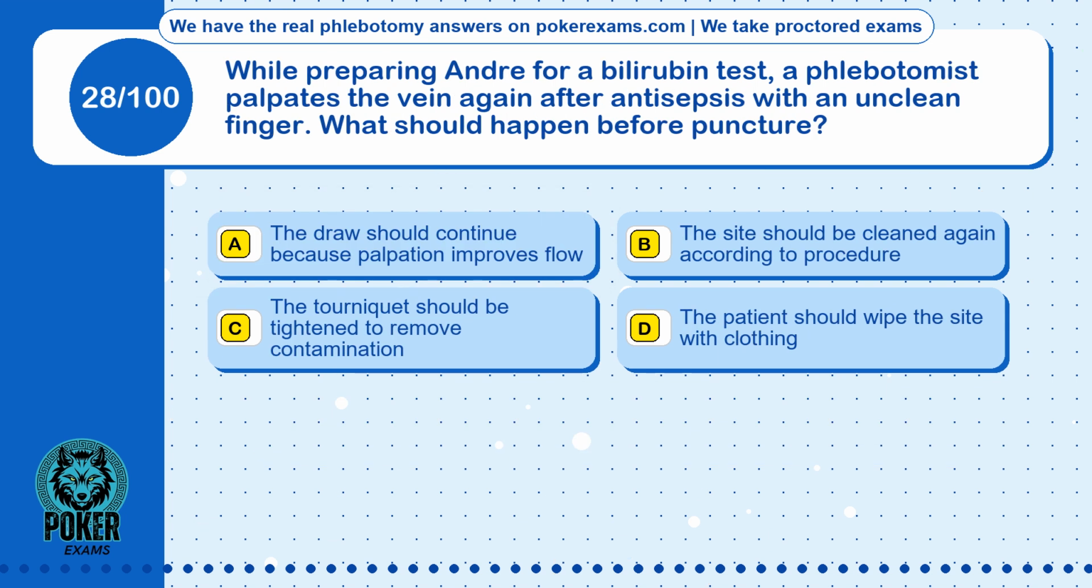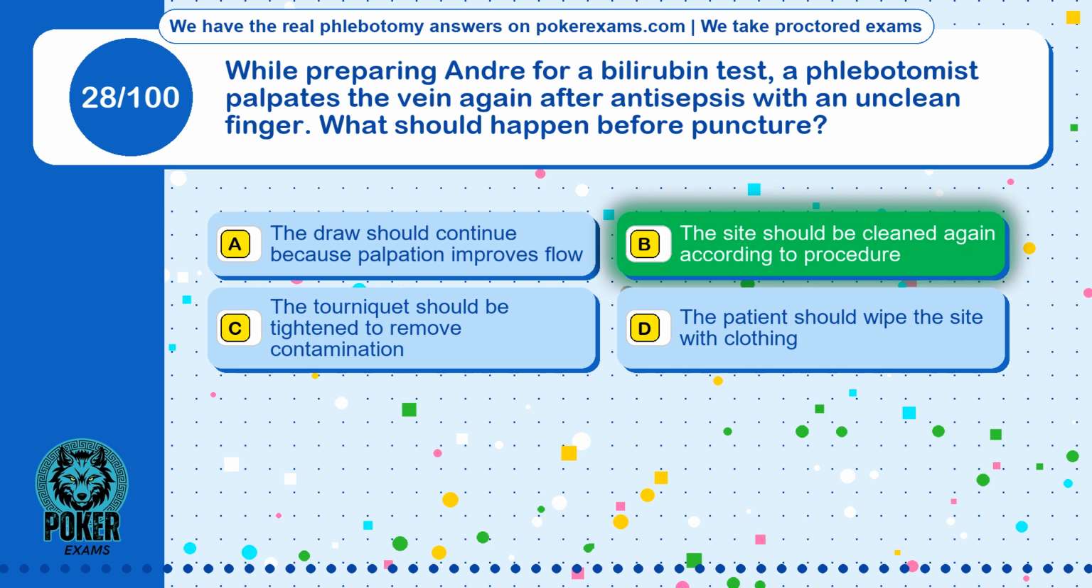Question 28. While preparing Andre for a bilirubin test, a phlebotomist palpates the vein again after antisepsis with an unclean finger. What should happen before puncture? Option A, the draw should continue because palpation improves flow. Option B, the site should be cleaned again according to procedure. Option C, the tourniquet should be tightened to remove contamination. Option D, the patient should wipe the site with clothing.